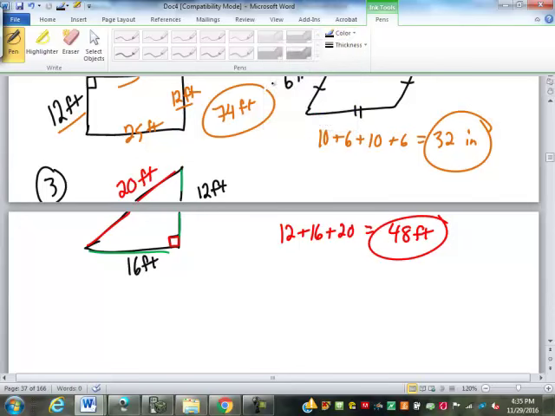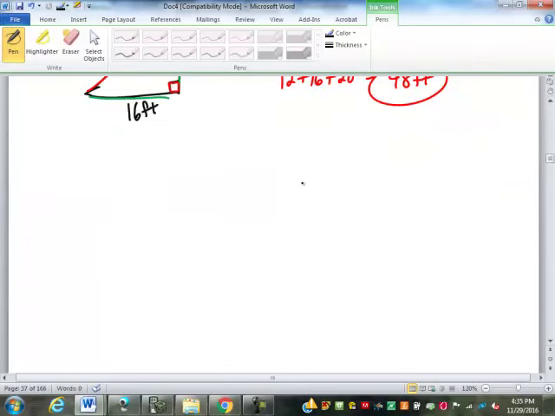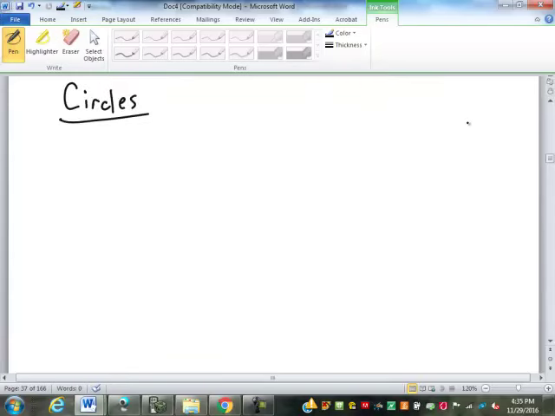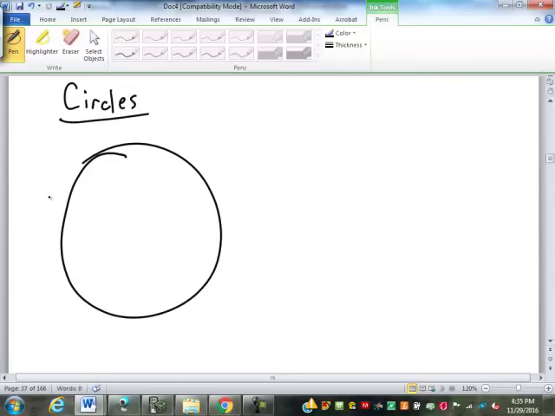So our next step is to start looking at circles. We've talked about circles a little bit. Some features of circles we should know. Pretend that looks like a circle. The main feature of a circle is a radius.